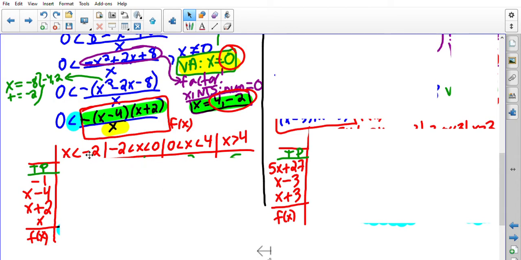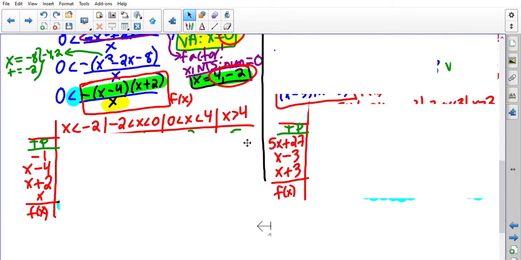So the first number that appears when reading left to right on the number line is negative 2. So x is less than negative 2. Then negative 2 to 0. Then 0 to 4. And x greater than 4.